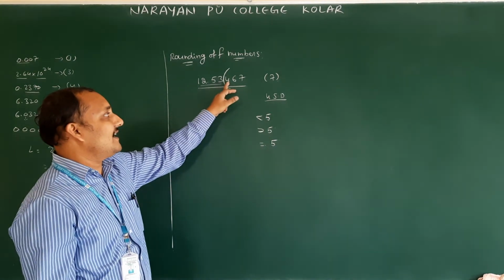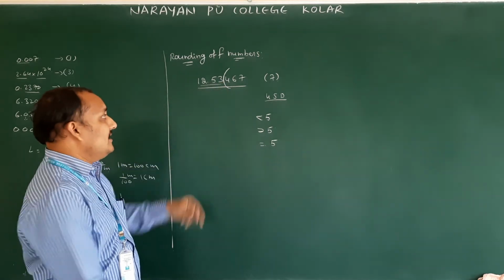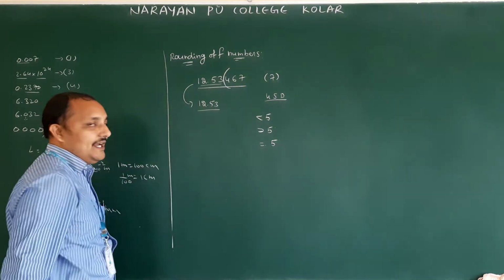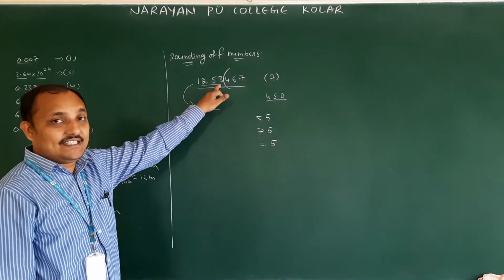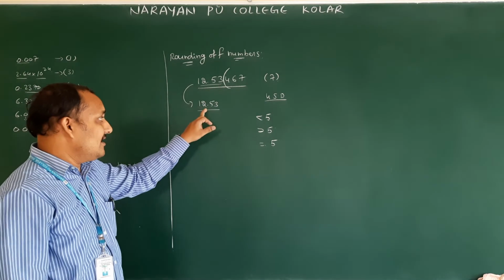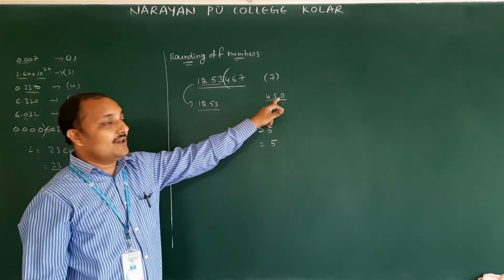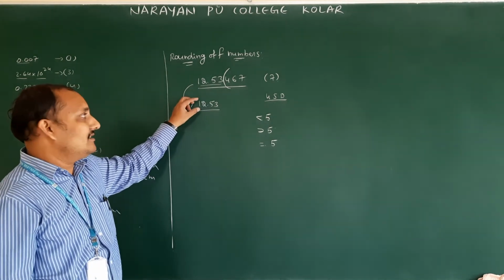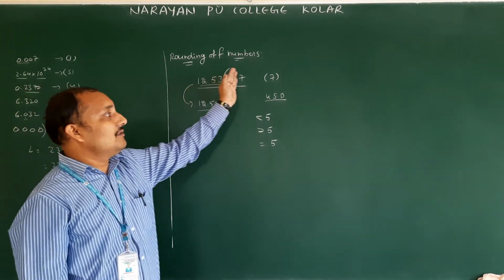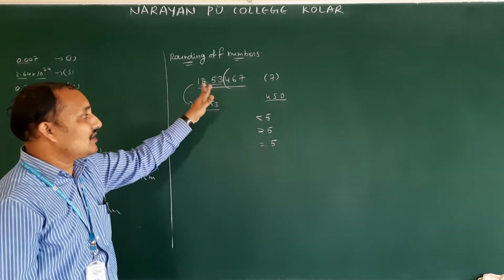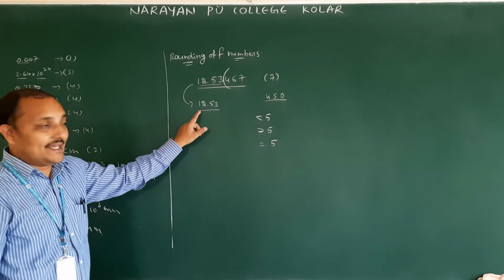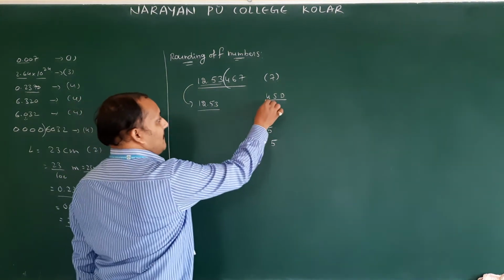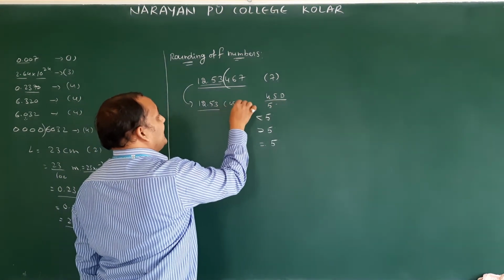So whenever it is less than 5, the preceding digit remains the same. Therefore, we can write this number as 12.53. Now we have converted it to 4 significant digits. This is rounding of a number. We round to fewer significant digits because sometimes in calculation we won't take all these decimal places, only 1 or 2. At that time we have to round like this. Okay. So this is up to 4 significant digits.